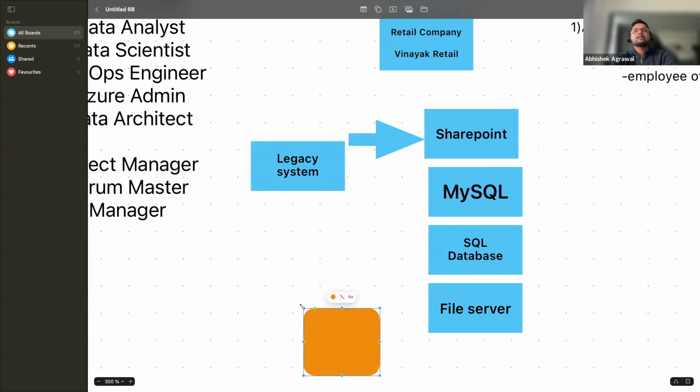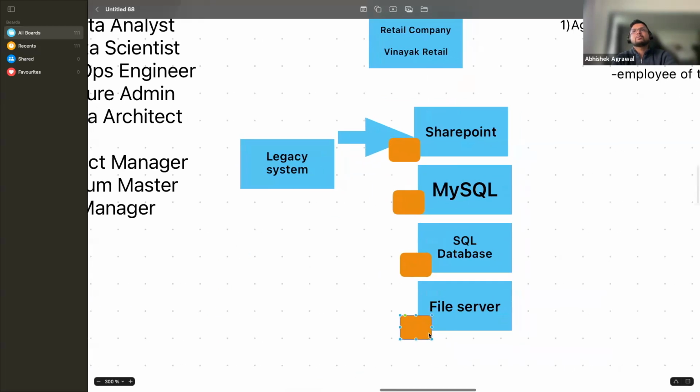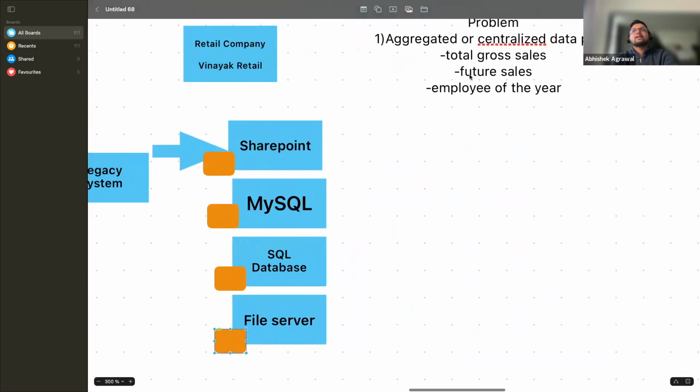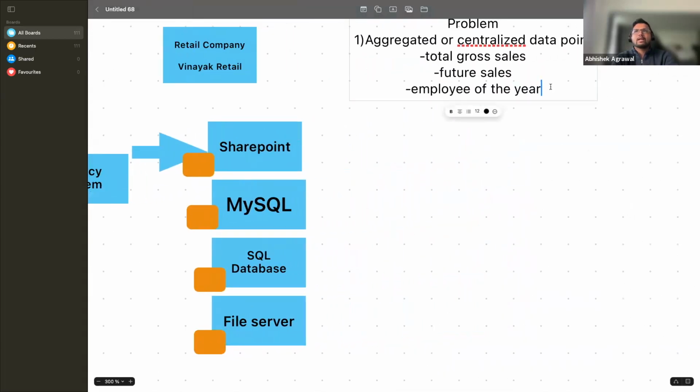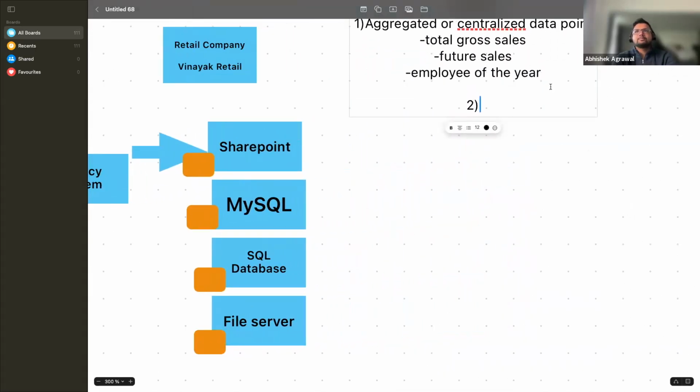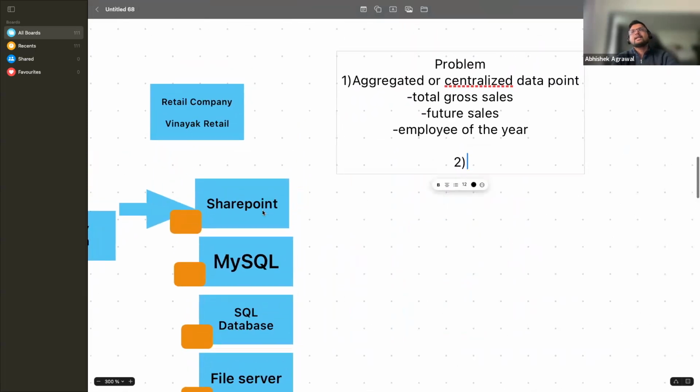Okay, so Vinayak Retail has many stores, right? And these guys are storing the data. Suppose a few are storing data in SharePoint, a few in a MySQL server, a few in a SQL database, a few in a file server. So they are distributed, right? They don't have a centralized place. And another problem is that all of this data is not in the cloud. So now they are facing some problems.